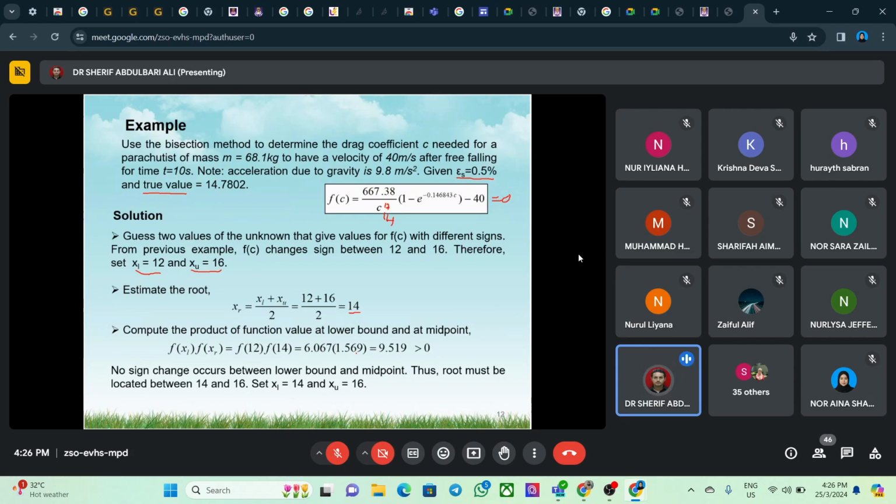Grab a calculator, put in the value 12 first, and you're supposed to get the answer 6.067. And second, try the value of 14, and you're supposed to get the value of 1.569.